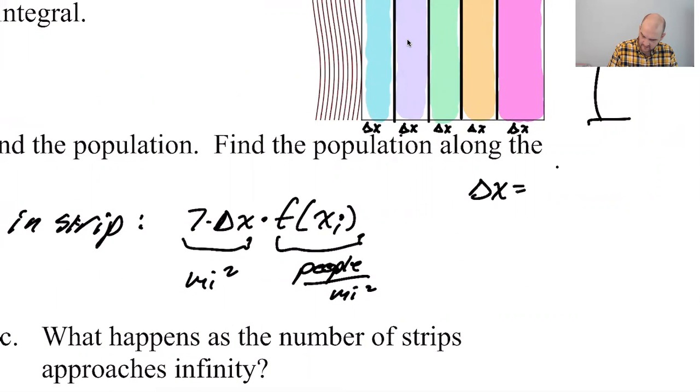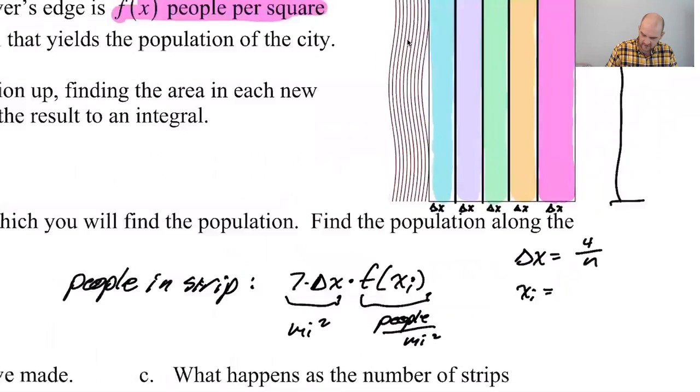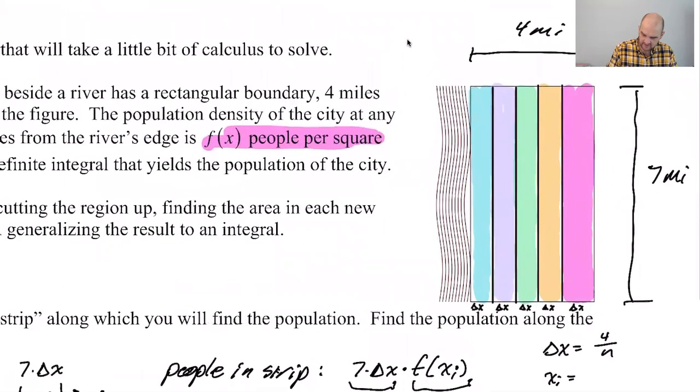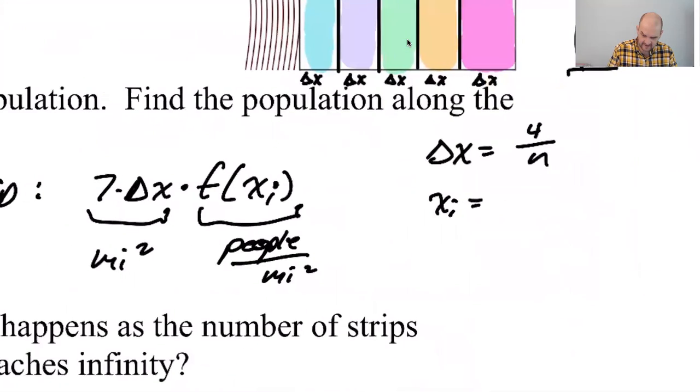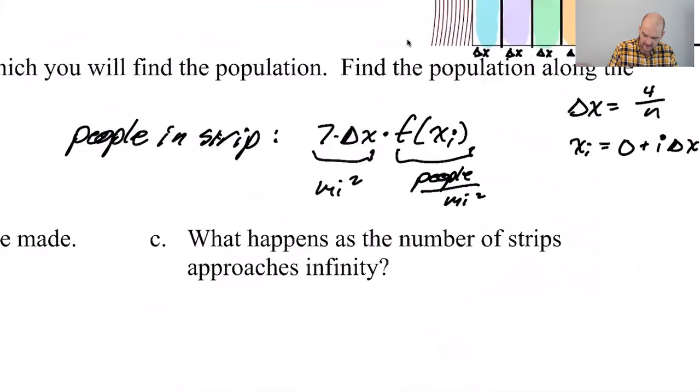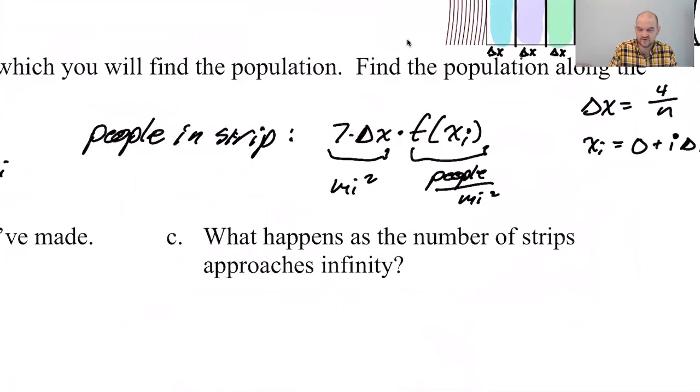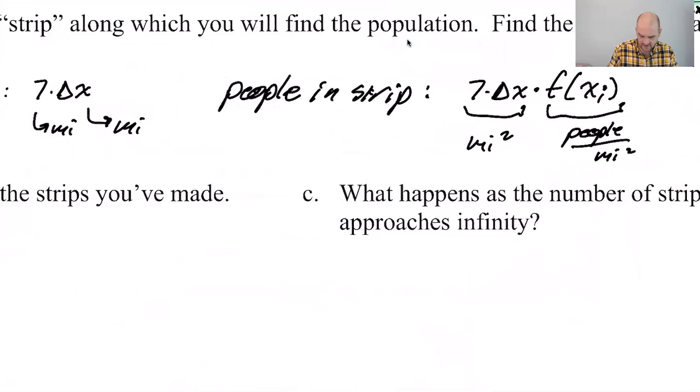Now if you wanted to be a little more formal about this, delta x we're looking at 4 over n, and then x sub i, let's say we do a right Riemann sum, right? So if we're going from the river to 4 miles out, let's say it's 0 to 4. Then x sub i is going to be 0 plus i delta x, or just 4i over n. So that's the number of people. This is the total number of people, because miles squared times people per mile squared gives us people.